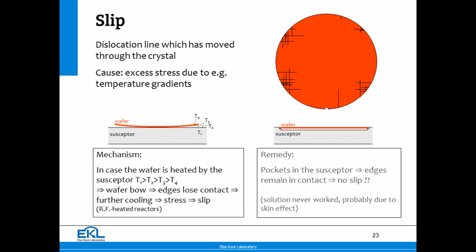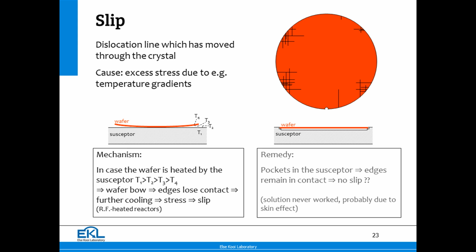What is happening? Well, in case the wafer is heated by the susceptor, which by the way is always the case if you use RF heating. It's also the case if you use lamp heating from only one side. The susceptor is warmer than the top of the susceptor, which is warmer than the backside of the wafer, which is warmer than the top surface of the wafer. And the wafer curls up.